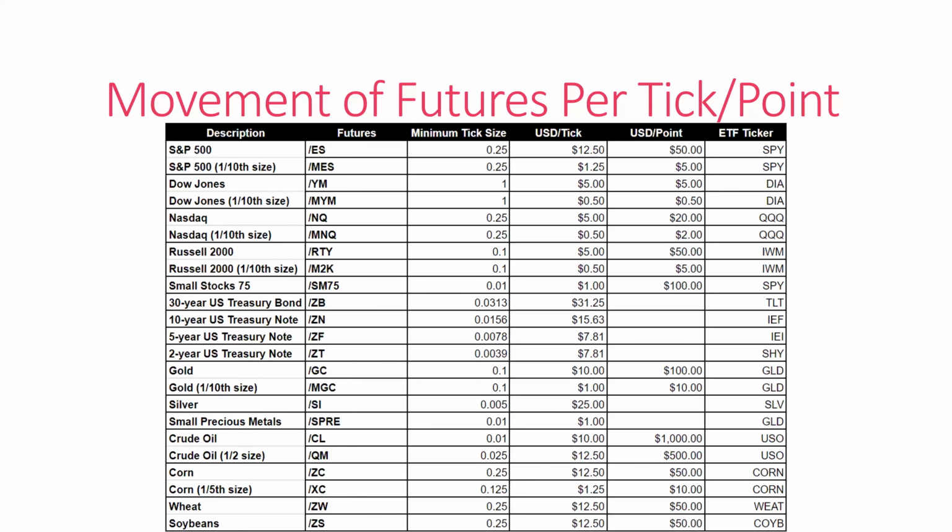Kevin, do you know why they actually have this point system? Like for instance, 1 point of ES is $50 and 1 point of NQ is $20. Do you know where they got that from? I couldn't tell you. No.